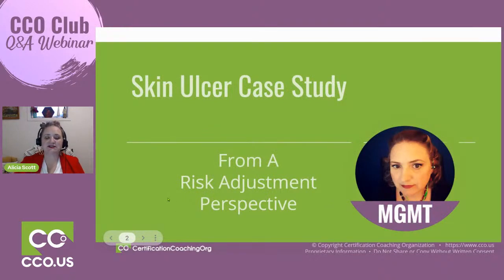I love risk adjustment, as you know, and we have a skin ulcer case study. We're going to look at it from the perspective of risk adjustment. That means we are going to look at all the diagnoses that show up for this patient, but it's actually a patient that has a skin ulcer. Therefore, we're going to look at that, and we're going to get practice abstracting, but at the end, I want to see if you notice the missed opportunities that we're going to go over.